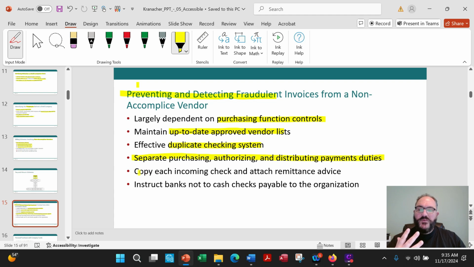Again, making a copy of each thing. Nowadays, they'd likely be digital, but making sure everything is copied with the invoice and payment. And make sure that the bank doesn't pay checks to a fraudulent company if you find one, right?